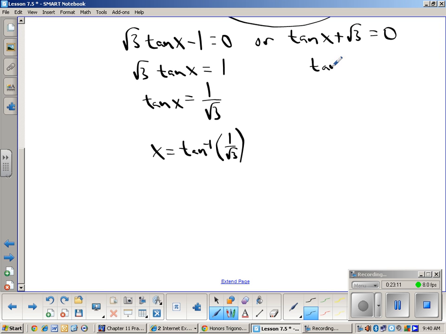Tan x then is equal to negative square root of 3. And so x is going to equal inverse tan of negative square root of 3. Again, one of these was 30 and the other one's going to be 60, and one's going to be negative. The first one is a 30 and the second one is negative 60.